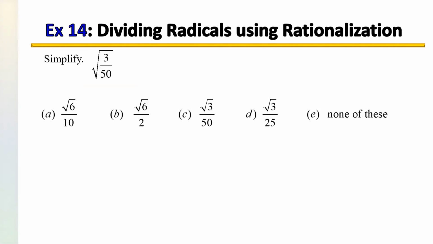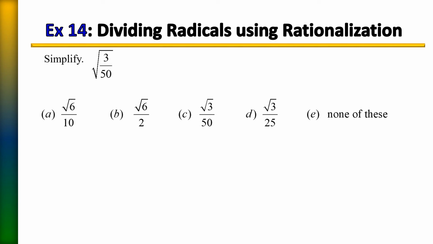In this example, we're going to divide the radicals using rationalization. So first of all, looking at the radical here, we have a fraction underneath, and its square root. 3 is not a perfect square, and neither is 50. What we're going to do, though, is take out a perfect square that is inside of the 50 on the bottom, because when you think of it, 25 times 2 is 50, and 25 is your perfect square. So let's take that perfect square out of the bottom. That's going to be our first step.